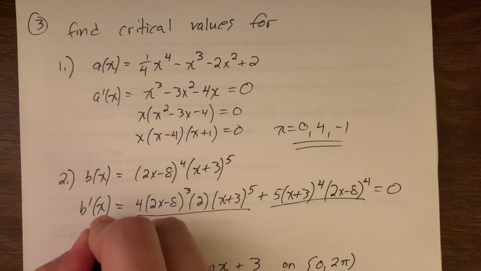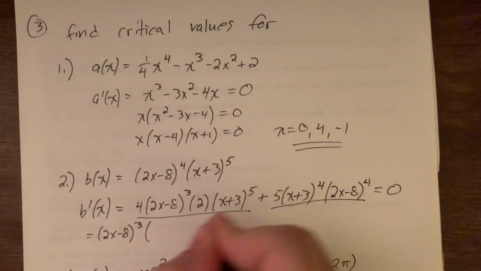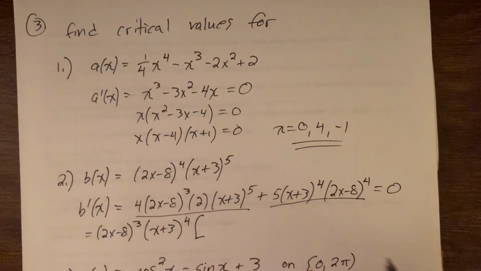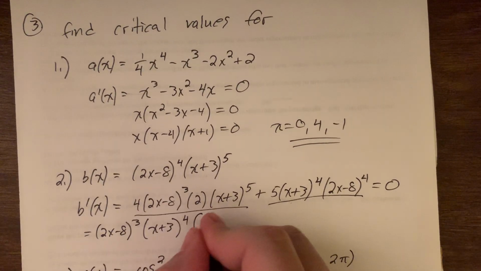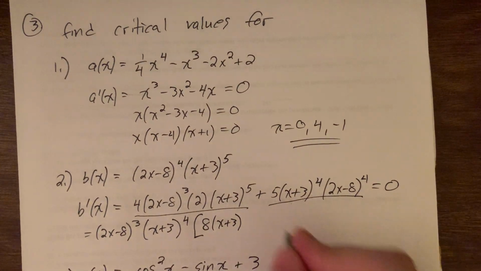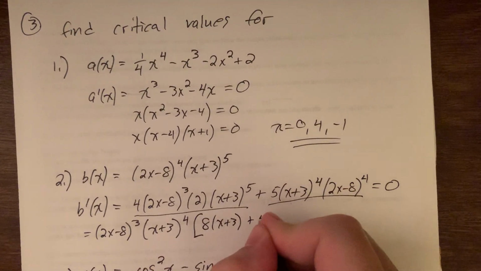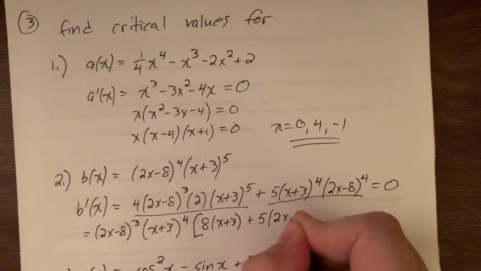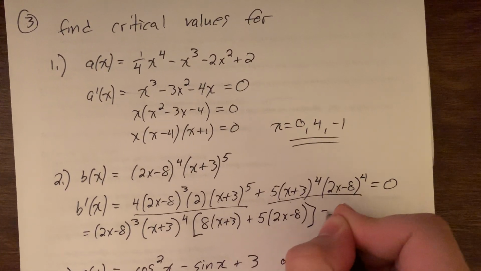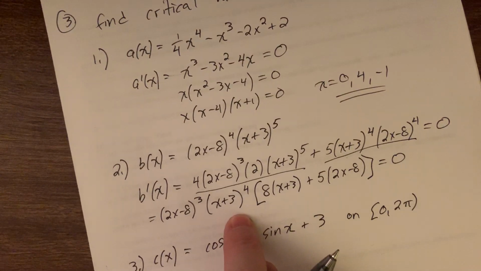So 2x minus 8, and I could take 3 of them out, and x plus 3s, common factors, and I could take 4 of them out. That leaves me, I've got an 8 here, this is out, and I've got an x plus 3 left behind. Over here, the x plus 3s are all out in front, but the 5 is still there. And I have 3 2x minus 8s out in front, but 1 still left behind. These pieces, not bad. Set them each equal to 0.